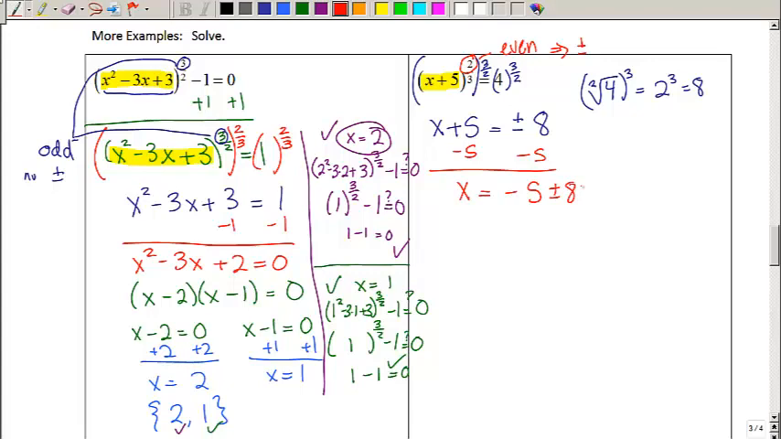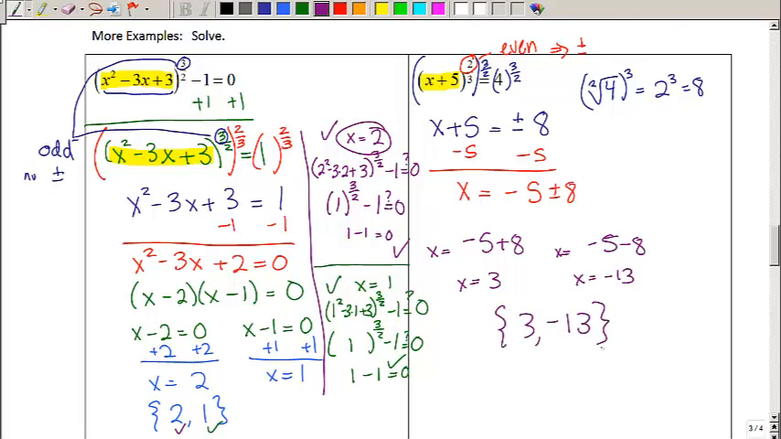Now I have to continue to solve that because I actually know what -5 plus 8 is and -5 minus 8. So -5 plus 8 is equal to 3. -5 minus 8 is equal to -13. So these are my two potential solutions. I say potential solutions because I am required to check to make sure that both of them work.